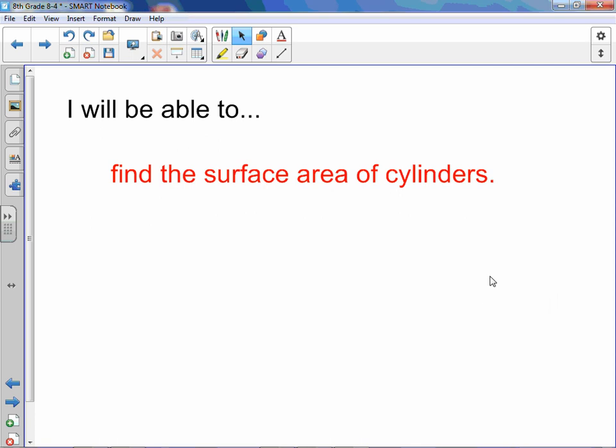Chapter 8, Lesson 4, Surface Area of Cylinders. You will be able to find the surface area of cylinders.